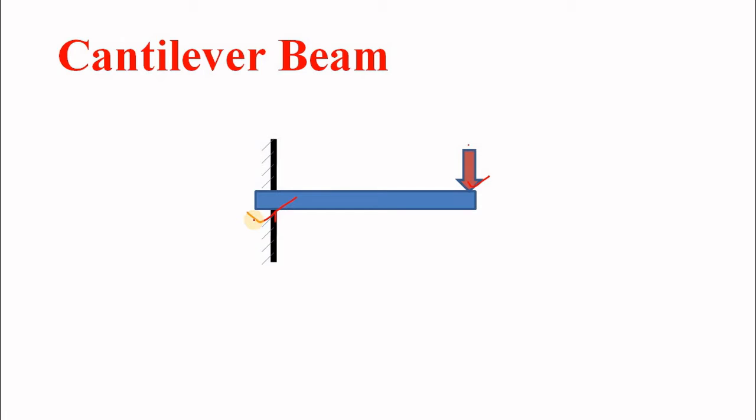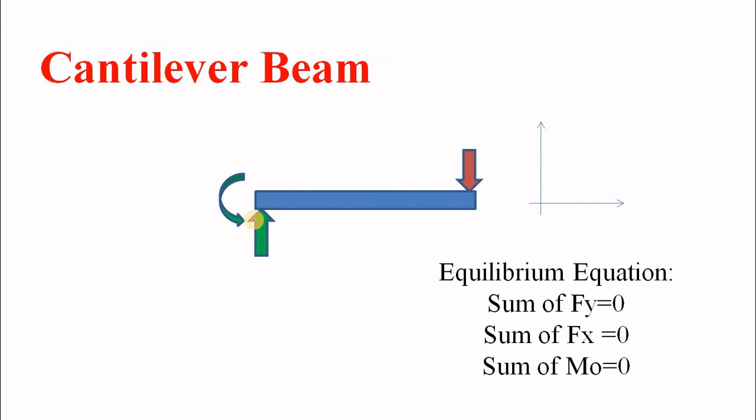Now what is the condition for equilibrium? To satisfy the equilibrium condition, there are three equations. What are they? The summation of vertical forces should be 0. So this is the downward force, obviously there should be an upward force. Again, summation of horizontal force is 0. There is no horizontal force, so we will not discuss it. And the last one is summation of moment is 0.